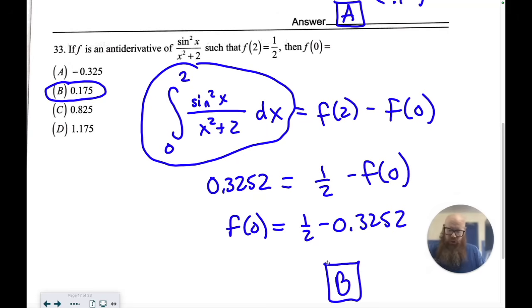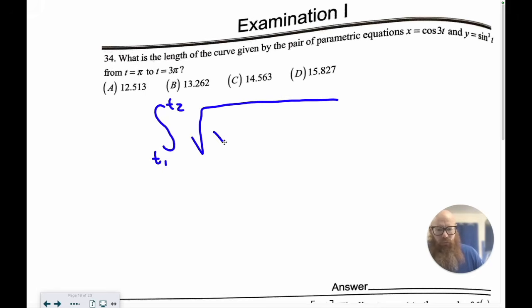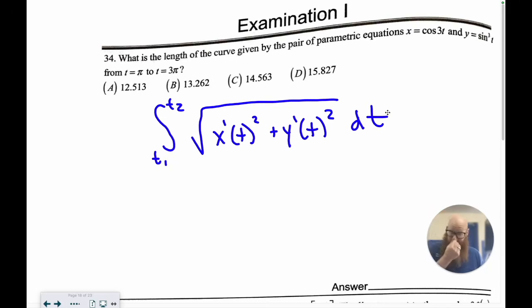All right, on to number 34. We want the length of the curve given parametric equation. So one thing we need to know is that is the integral from t1 to t2 of the square root of x prime of t squared plus y prime of t squared dt. That is just the arc length formula. So there's several of them. That is the arc length formula for parametric equations.